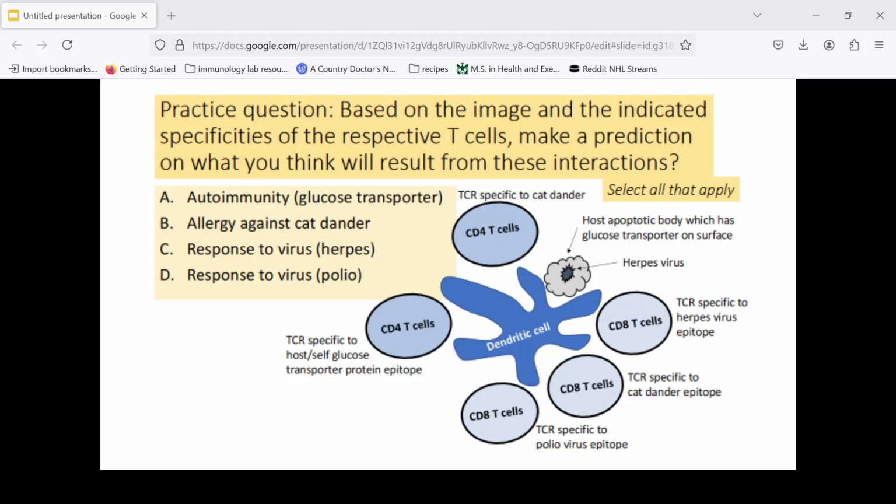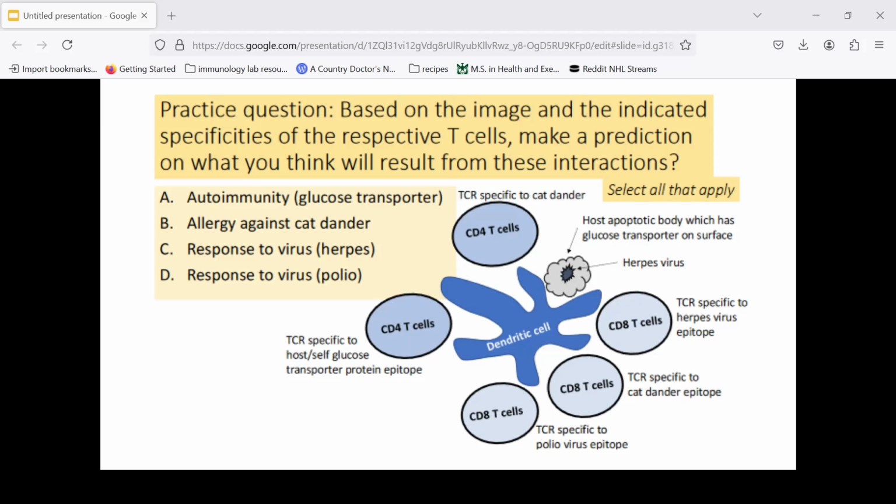With this type of question, what I would start with is looking at the entire contents of whatever is about to get phagocytosed. Whatever the environmental thing is, it contains multiple different epitopes and multiple different components.